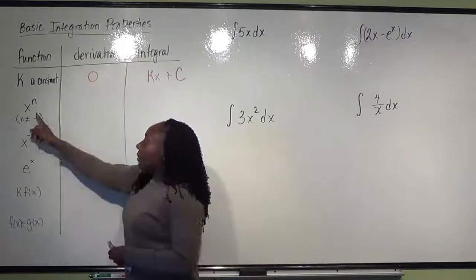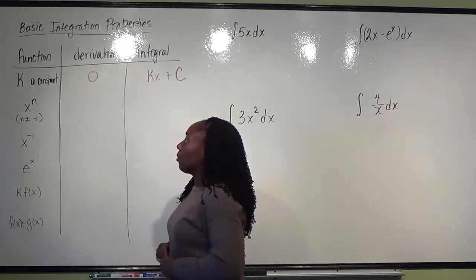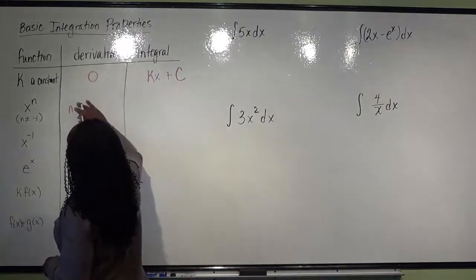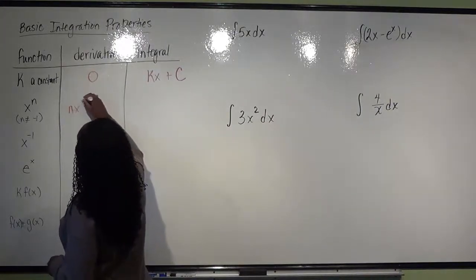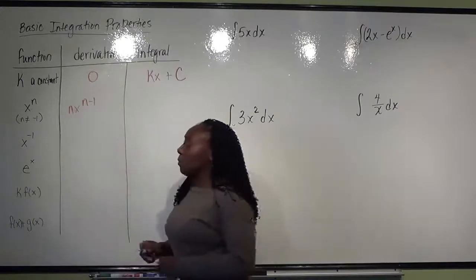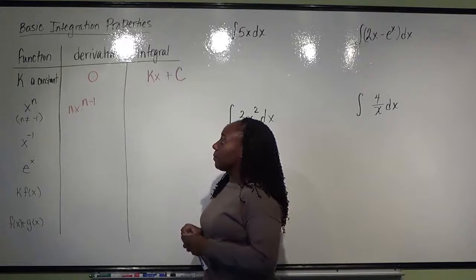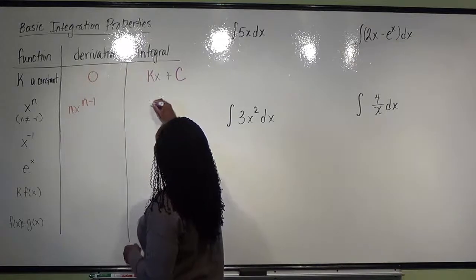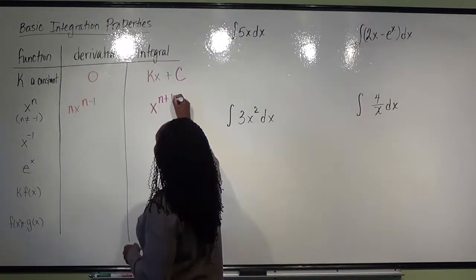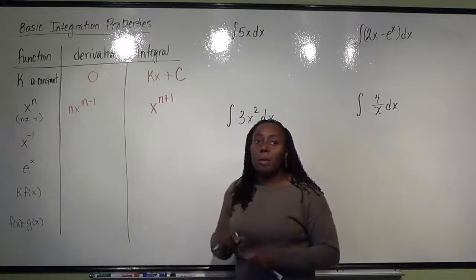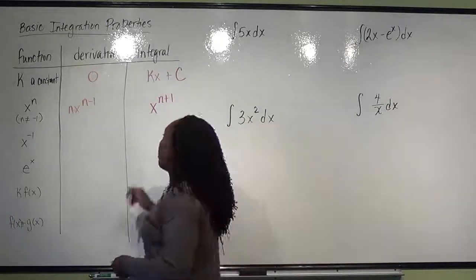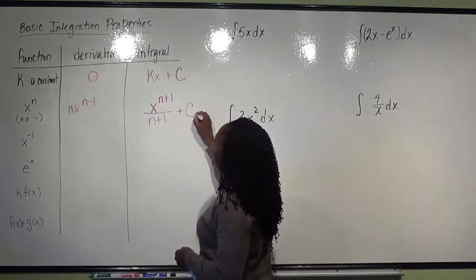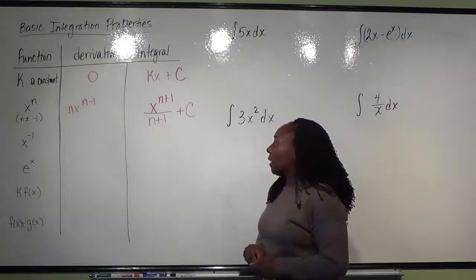Okay? If I look at x to the n, for our derivative, we said we're going to bring the power down front, multiply by x, and then subtract 1 from the exponent. Okay? For integration, we're going to do the opposite. So instead of subtracting 1 from the exponent, I'm going to add 1 to the exponent, and instead of multiplying by the old exponent, I'm going to divide by the new exponent. Again, I'm going to have some constant of integration at the end of that.